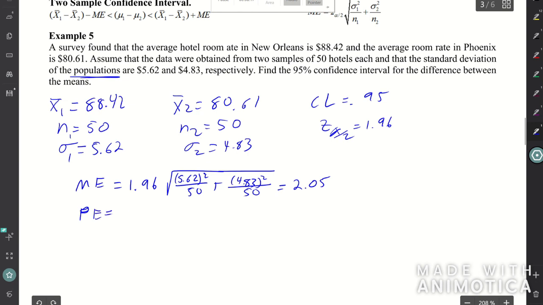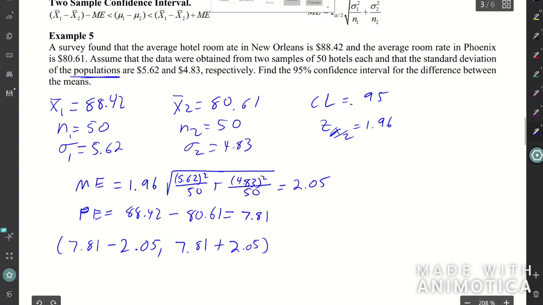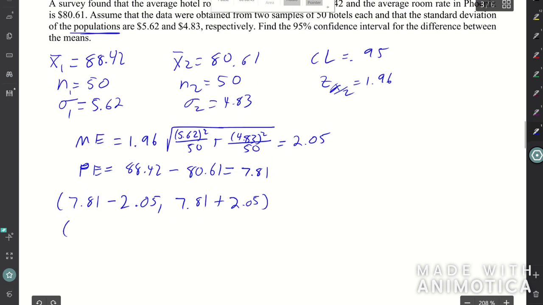And then we still need a point estimate. And that's the 2 X bars subtracted from one another. So 88.42 minus 80.61. It's going to leave us with 7.81. So my interval is 7.81 minus the margin of error of 2.05, and 7.81 plus that margin of error, 2.05. Our final interval is going to be 5.76 to 9.86.